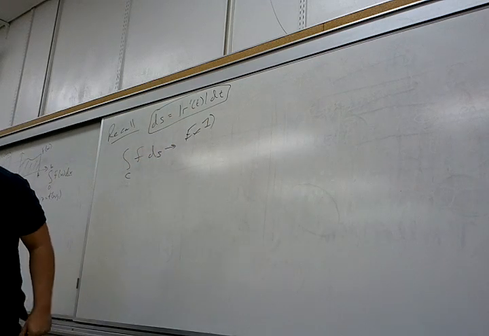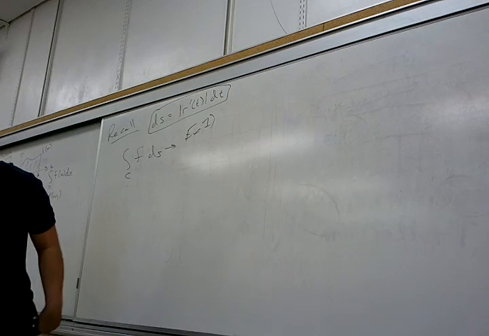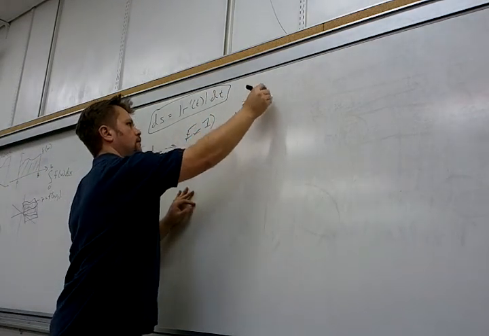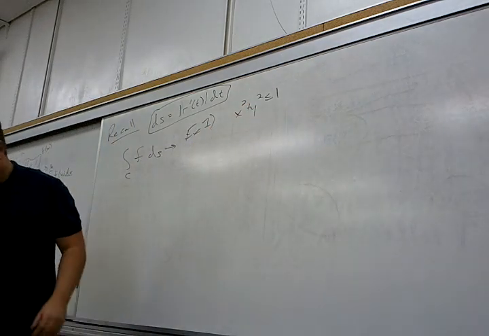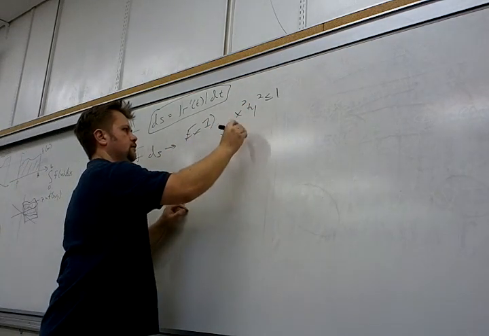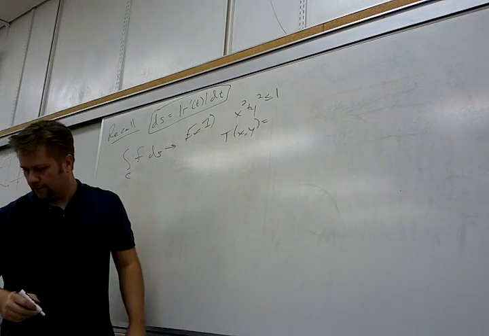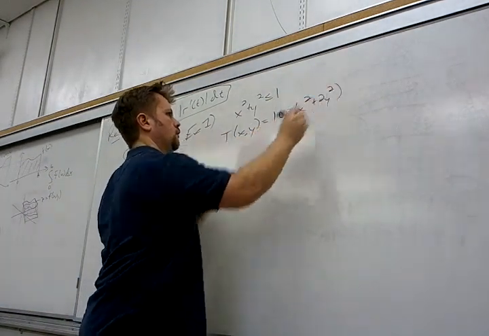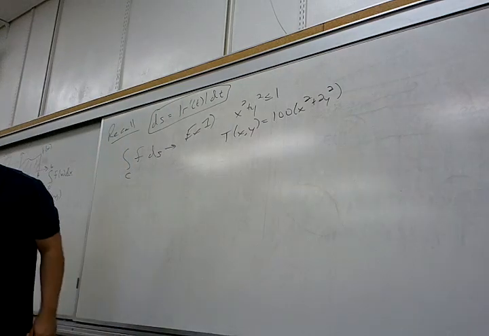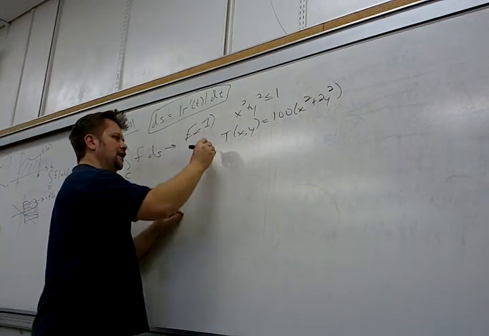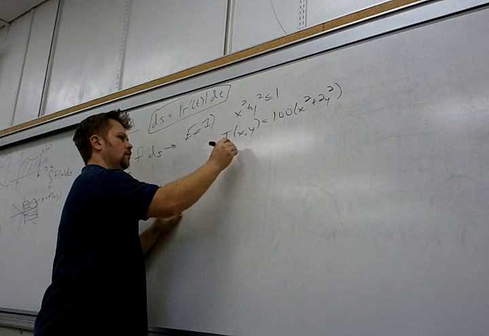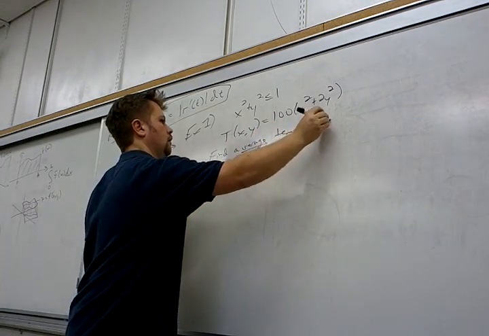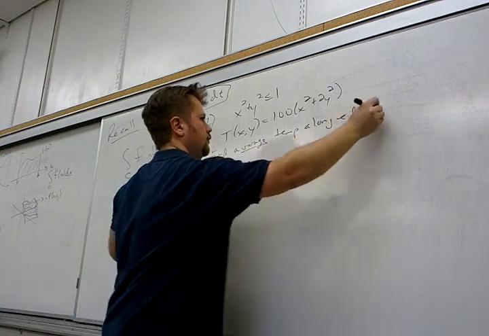And this is sort of like what I was talking about earlier, the temperature of the circular plate. So we have a circular plate. Find the average temperature along the edge of the plate.